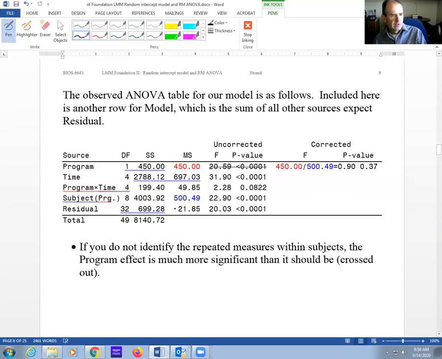So here is just a numerical version based on our fitness data. We have 2 programs, so we're going to have 1 degree of freedom for program. We have 5 times, so we're going to have 4 degrees of freedom for time. And you multiply those, you get 4 degrees of freedom for program by time. And so we can run our tests here.